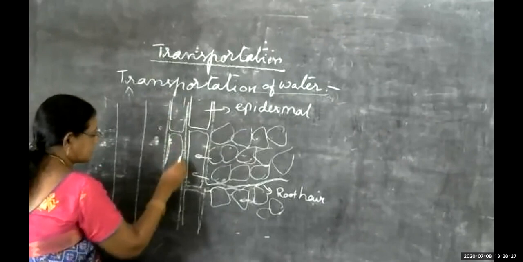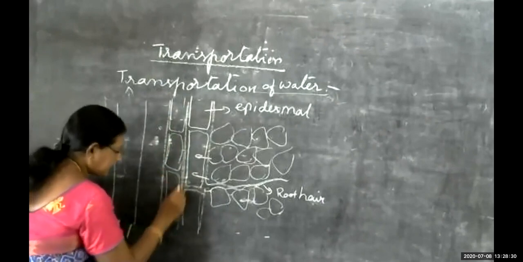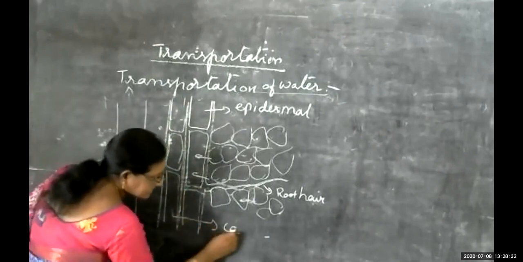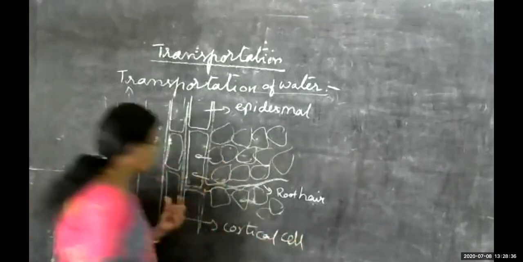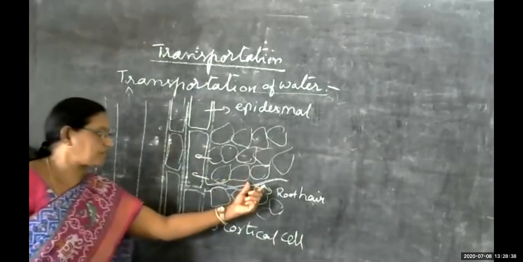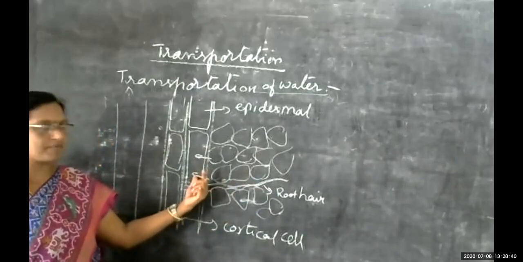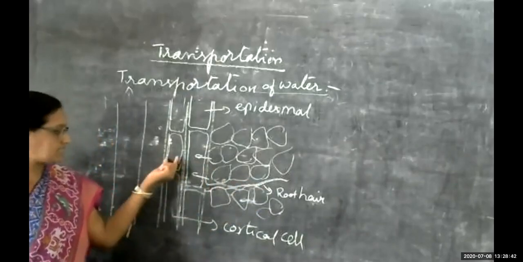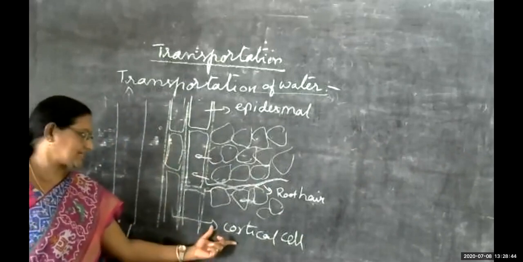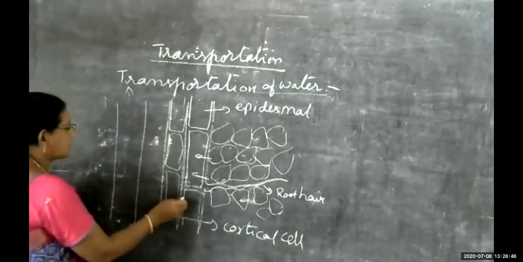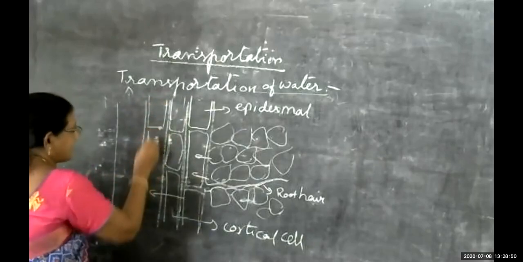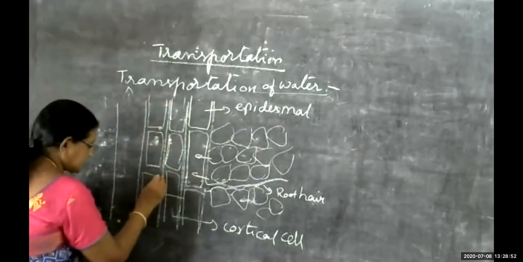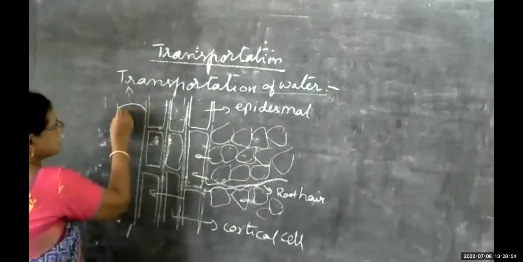That is nothing but the cortex. So here we can see cortical cells. This is the cortex. So from the root hairs, water is pushed into the epidermal cells, and from the epidermal cells, water is pushed into the cortical cells. Then the water will be pushed into the next level, that is known as tracheids. So what are these tracheids, children?